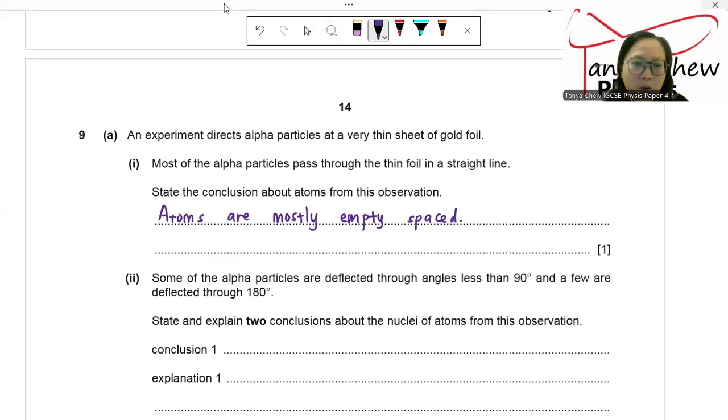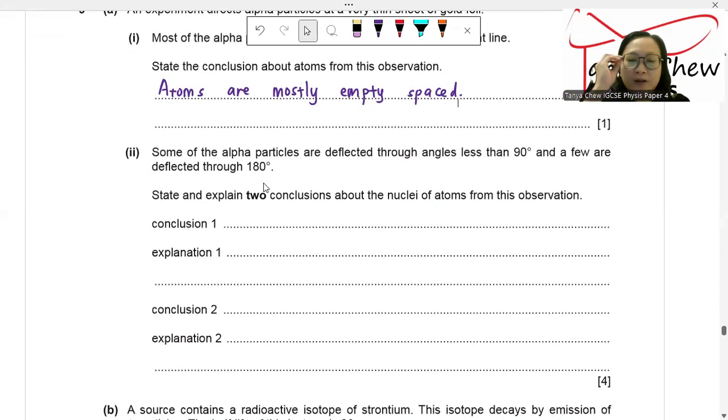Empty space. Now, the second part: some of the alpha particles are deflected through angles less than 90 degrees, and a few are deflected through 180 degrees. State and explain two conclusions about the nuclei of the atoms from this observation. I would say that alpha particles are being deflected because there's something inside the atom which we call the nucleus, and it's very dense compared to alpha particles, right? It is very small, it is very dense. That is why the alpha particles that get close to the nucleus will be deflected.